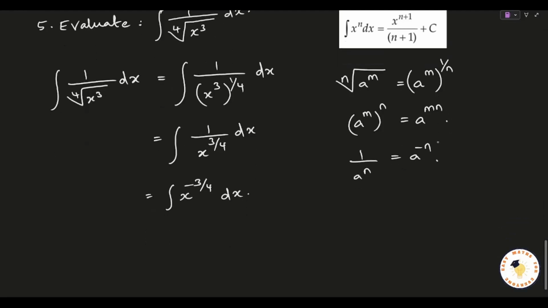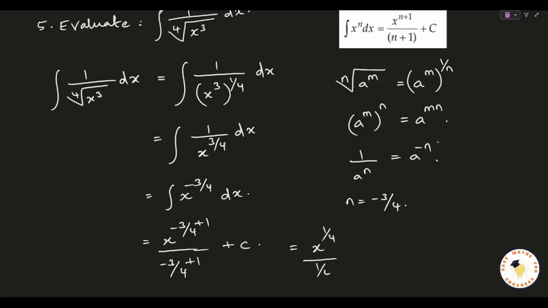So now we can apply the formula using n equal to minus 3 by 4. So the answer will be x power minus 3 by 4 plus 1 divided by minus 3 by 4 plus 1, plus c. So further simplifying this, we get x power 1 by 4 by 1 by 4 plus c, and denominator goes to the numerator. So this 4 will go to the numerator. 4 times x power 1 by 4, and no need to write the 1 in the denominator, plus c.